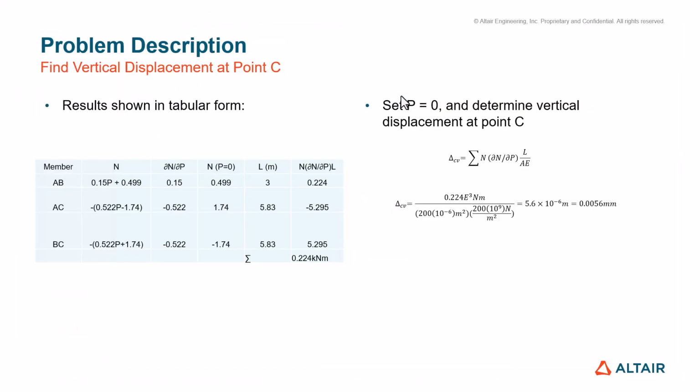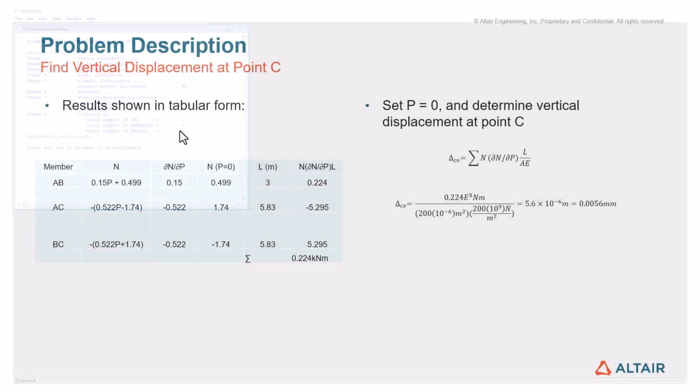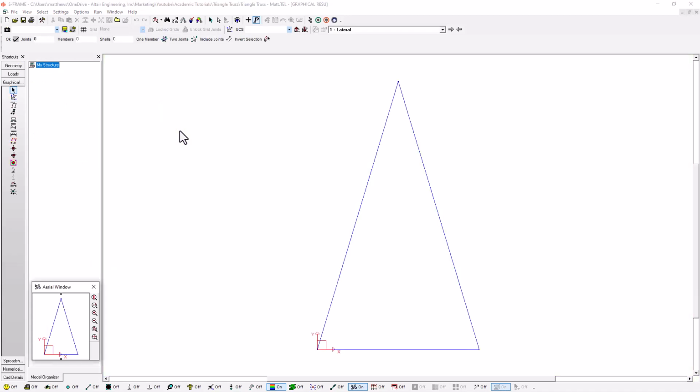So I'll click OK. When I run this analysis, you can see here that we are getting a clean solution. We're not getting any diagnostic messages. However, if we did, we could always look those up or contact S-FRAME support if you need additional assistance with that. But here I can see the analysis is solved. I'm in the graphical results window rather.